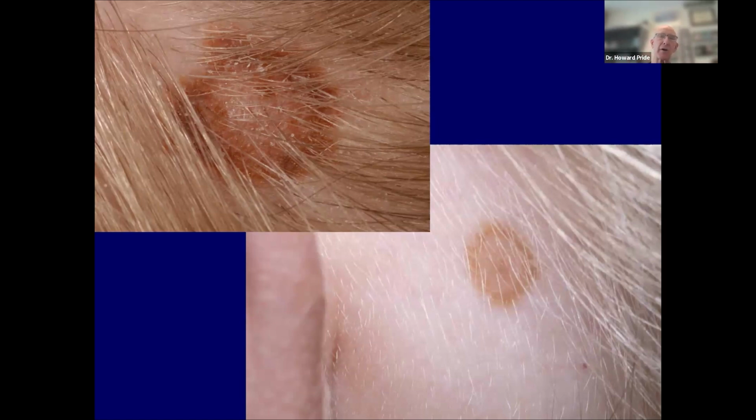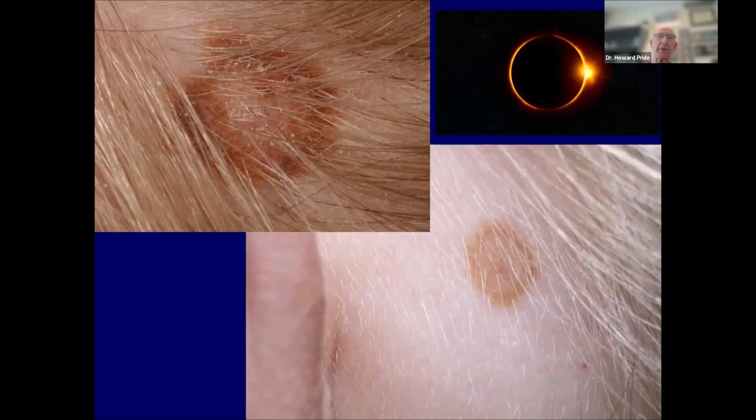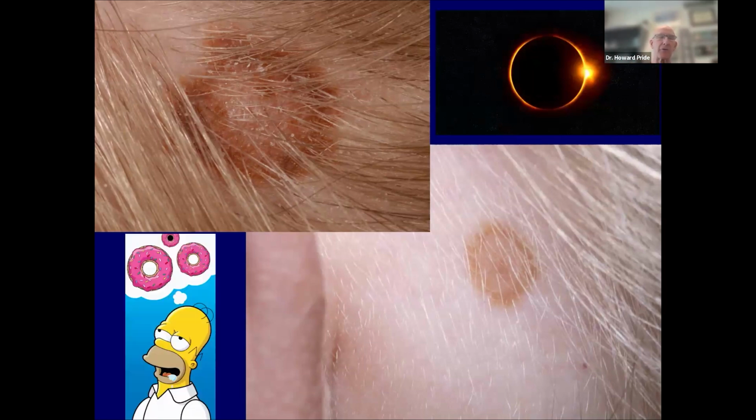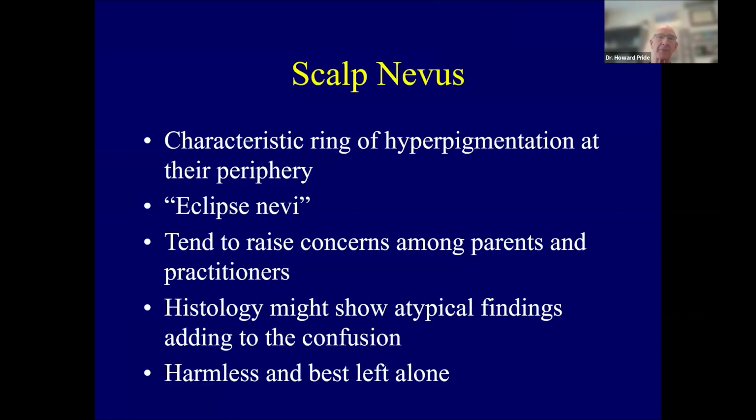So whether you're an astronomer and inclined to call it an eclipse nevus, or you're a Homer Simpson fan and call it a donut nevus, you kind of get the idea. Light center with a darker corona, or it can be the opposite. So it's important to know because these are extremely eye-catching, but really of no clinical significance at all.